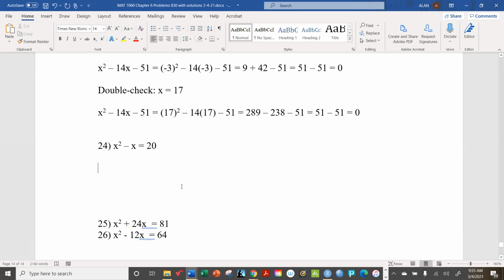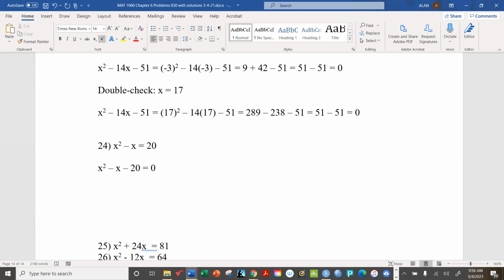Now this one, if you notice, also needs to be rearranged because it's not in the proper format for a quadratic equation. So what we need to do here is simply subtract the 20 from both sides, and then we can get started. Okay, so we need a product of negative 20 and a sum of negative 1.